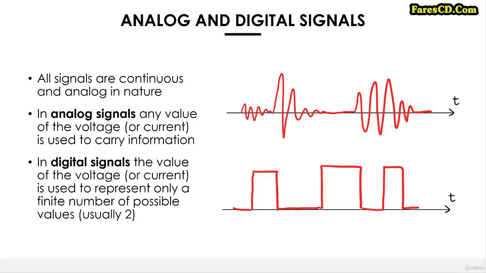Signals can be divided in two big categories, analog and digital signals. In this lesson, we're going to talk about the difference between the two. Let's start with the analog signals. We have a definition here.